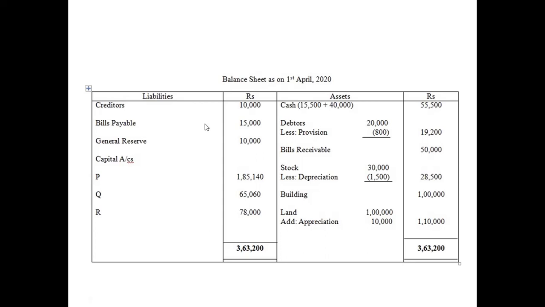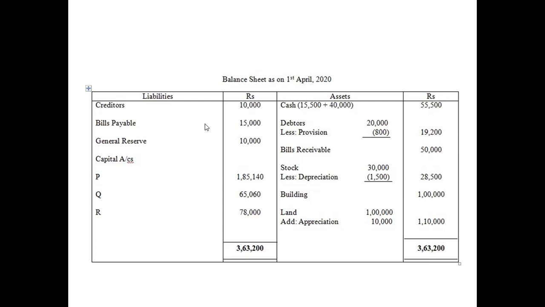About the creditors, there is no information, so write the amount directly. In fact, there was no information for the liabilities item in the revaluation account, so we can proceed as it is. Creditors 10,000, bills payable 15,000. Regarding general reserve, there is an adjustment. Point number 7. This has to be continued, isn't it?